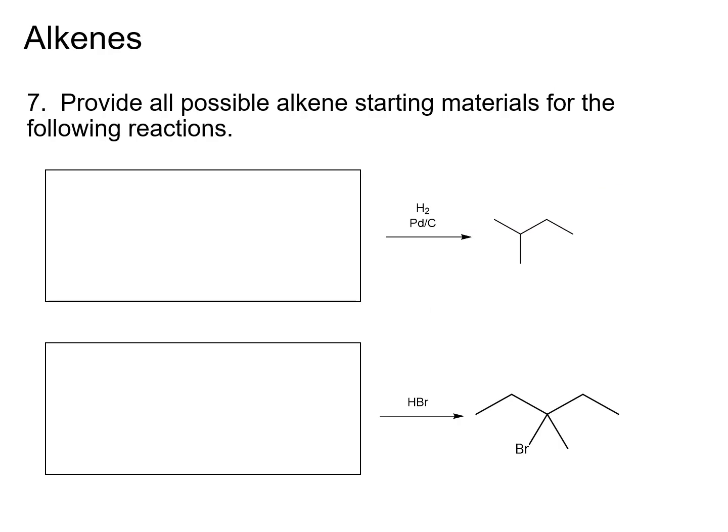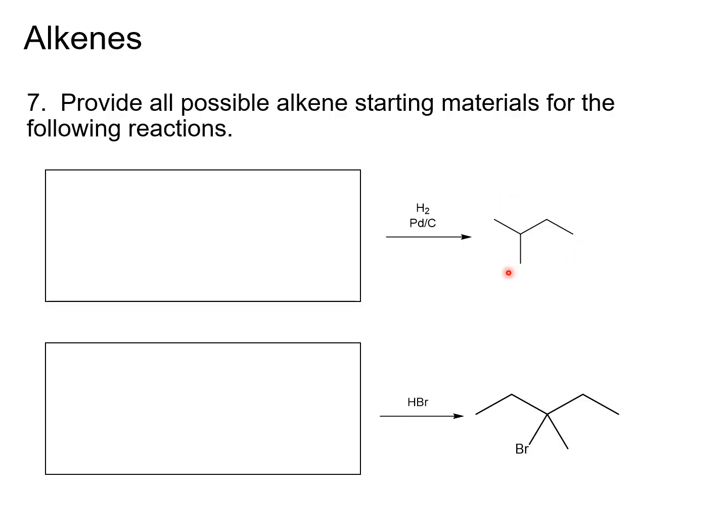This question is actually having you work in reverse. So notice here I'm looking for only alkenes, and so what we're really asked to do is recognize that these are both alkene reactions, and we know that H2 with palladium on carbon is going to turn an alkene into an alkane. So what you were asked to do here was to provide all the different types of alkenes we could start with in order to make this structure.